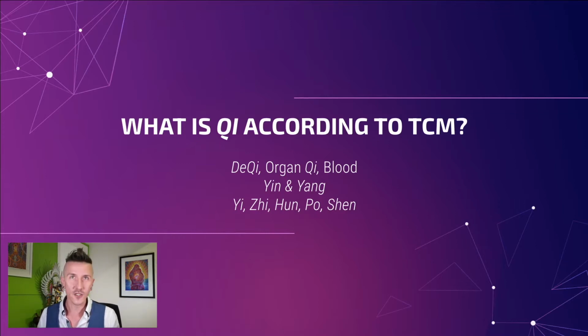Then we've got organ qi. We've got blood, which is led by qi, and blood is the most condensed form of qi. There's yin and yang. They're the complementary yet opposing forces that essentially define everything, that come from this concept called the Tao, which can be likened to a void or something like that, from which all is spawned, to get very philosophical. Then we've got the Yi, the Zhi, the Han, the Po, and the Shen.